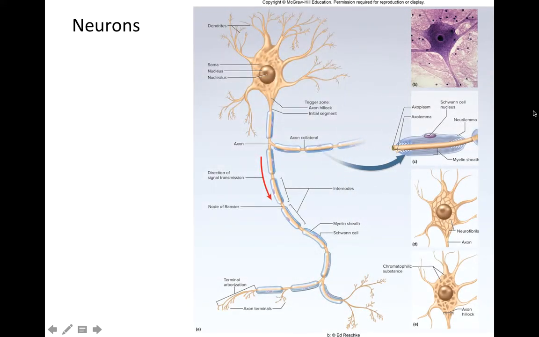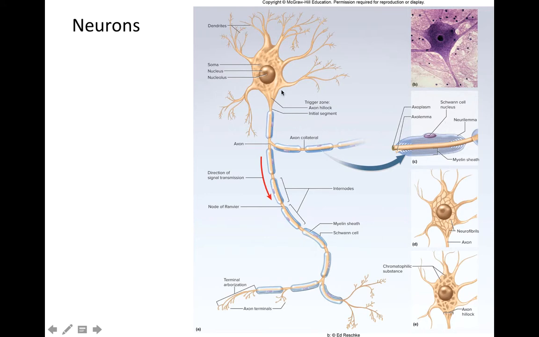So neurons are a cell. They are kind of a weird looking cell, but they're definitely a cell. So we're going to expect to see normal cell stuff going on. But one thing to remember is that neurons can be very long.